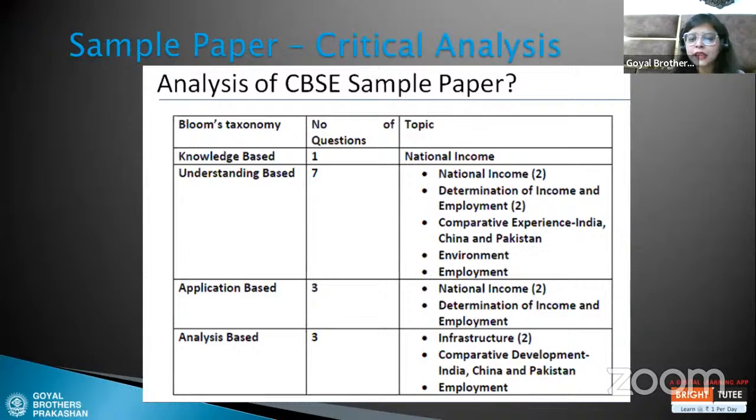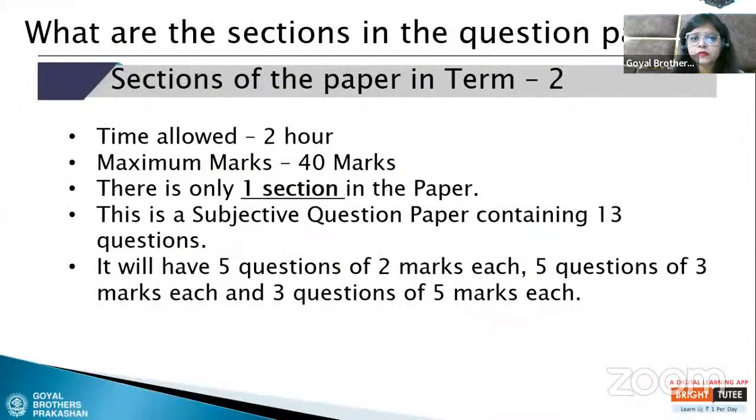Now, if we go for application-based, again, there were 2 numericals, basically on national income, and 1 question from determination of income and employment. Then analysis-based, there were 3 questions, out of which 2 were from infrastructure, a 2-marker question, then 1 from comparative development of India, China, and Pakistan, and 1 from the employment chapter, right? I hope you all can see what the sections of the paper are.